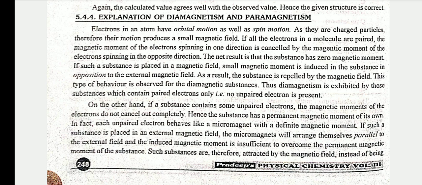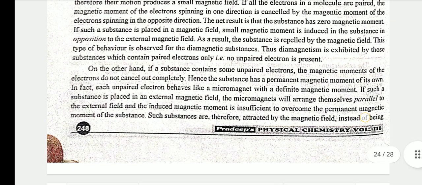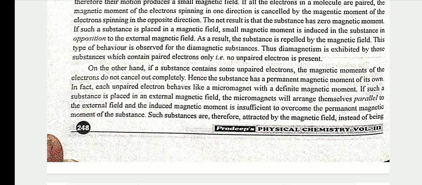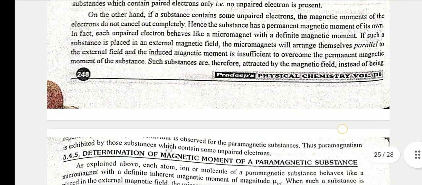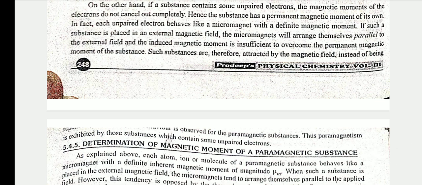Thus, diamagnetism is exhibited by those substances which contain paired electrons only, that is, no unpaired electron is present. On the other hand, if a substance contains some unpaired electrons, the magnetic moments of the electrons do not cancel out completely. Hence, the substance has a permanent magnetic moment of its own. In fact, each unpaired electron behaves like a micromagnet with a definite magnetic moment. If such a substance is placed in an external magnetic field, the micromagnets will arrange themselves parallel to the external field and the induced magnetic moment is insufficient to overcome the permanent magnetic moment of the substance. Such substances are therefore attracted by the magnetic field instead of being repelled.